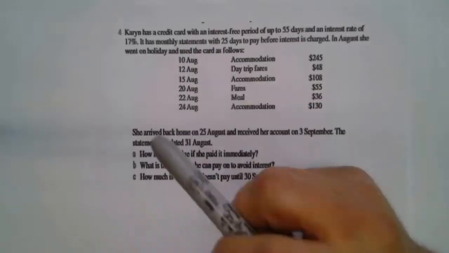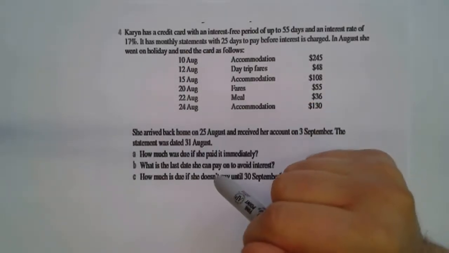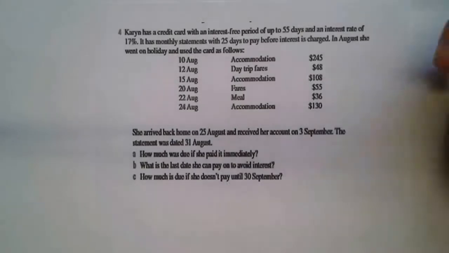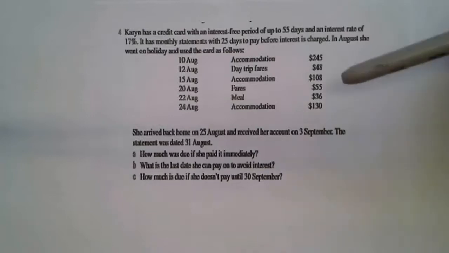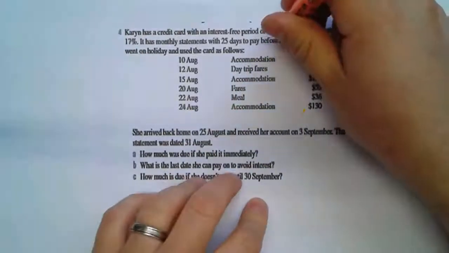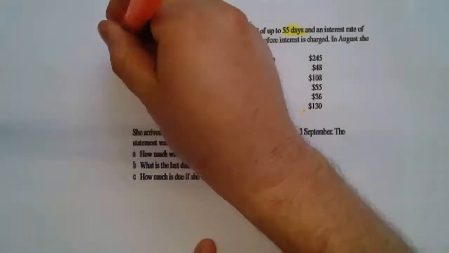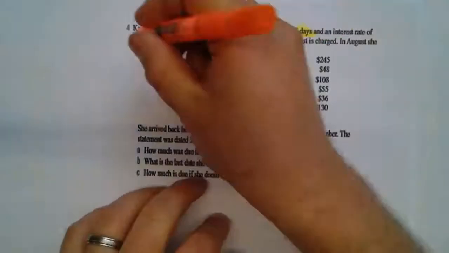Okay. Karen has a credit card with an interest-free period of up to 55 days. We're going to be doing a calculation of a credit card statement with an interest-free period. So she has an interest-free period of 55 days and an interest rate of 17%.